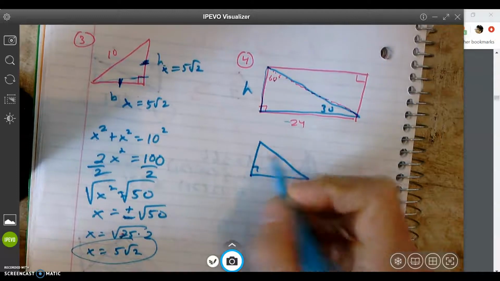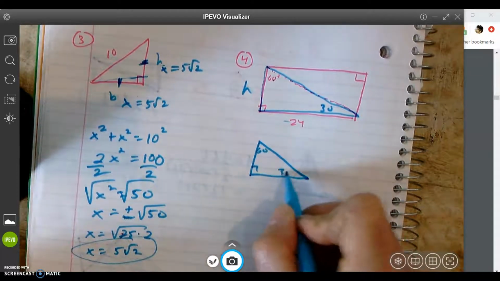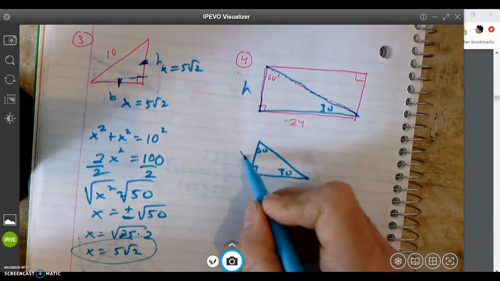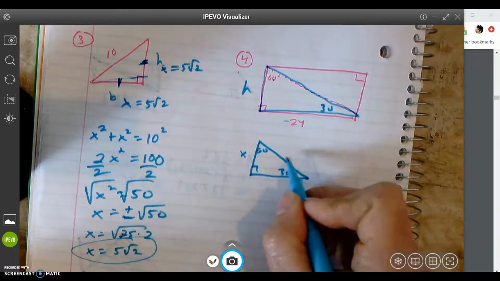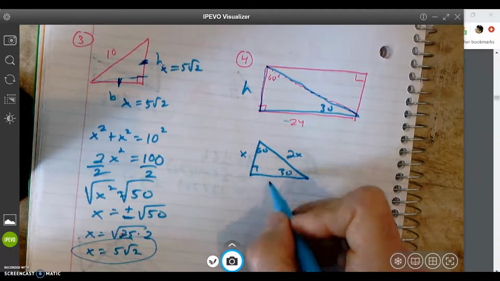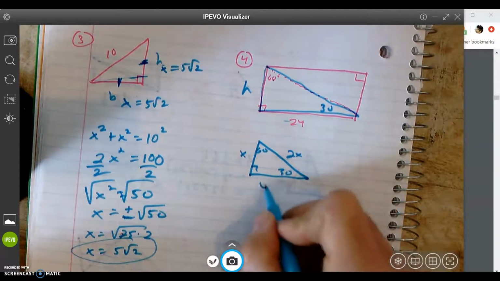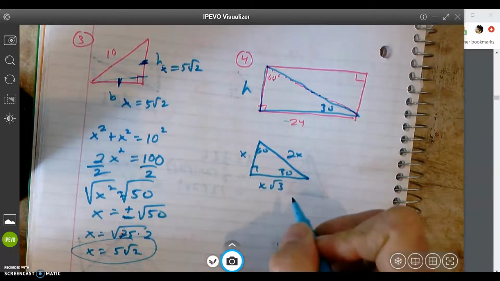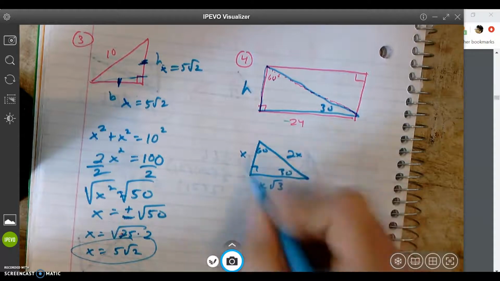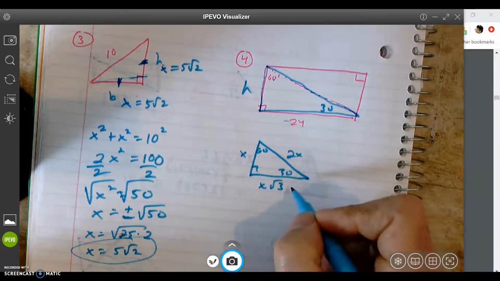We talked about this before. So this is 60 and this is 30. So opposite this, the 30 was always x. And then the hypotenuse was always double that when you had a 30, 60, 90. And then opposite the 60 was always x radical 3. Whatever the side opposite the 30 was times radical 3. So this is called a special right triangle, 30, 60, 90 triangle.